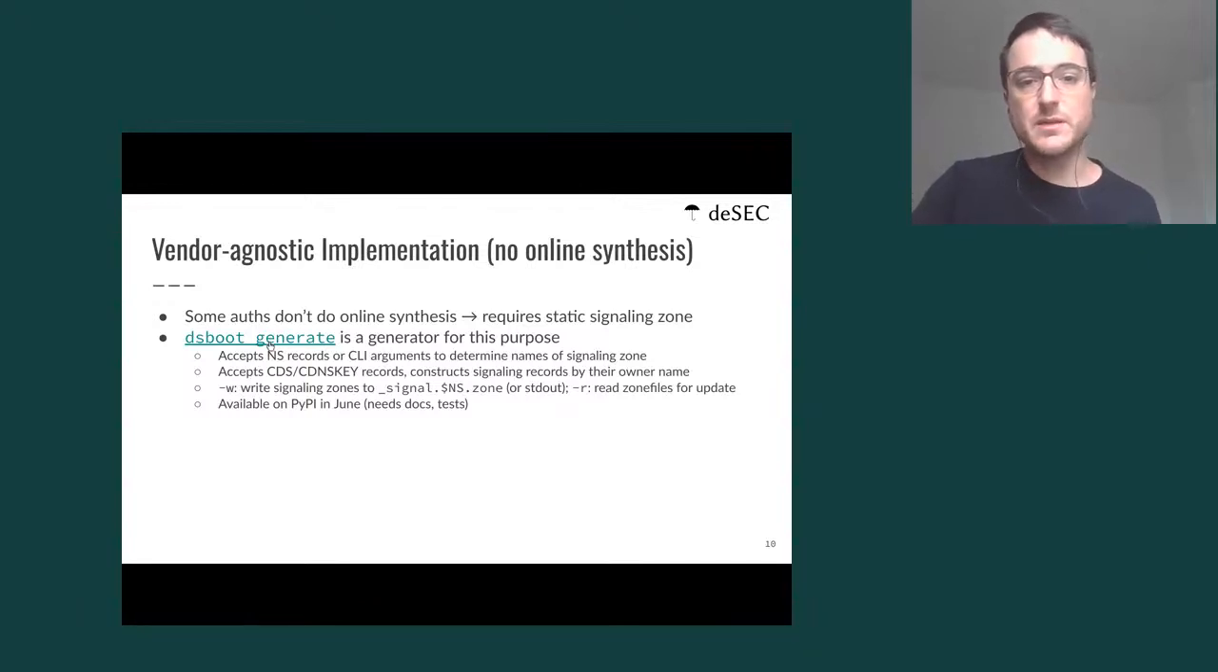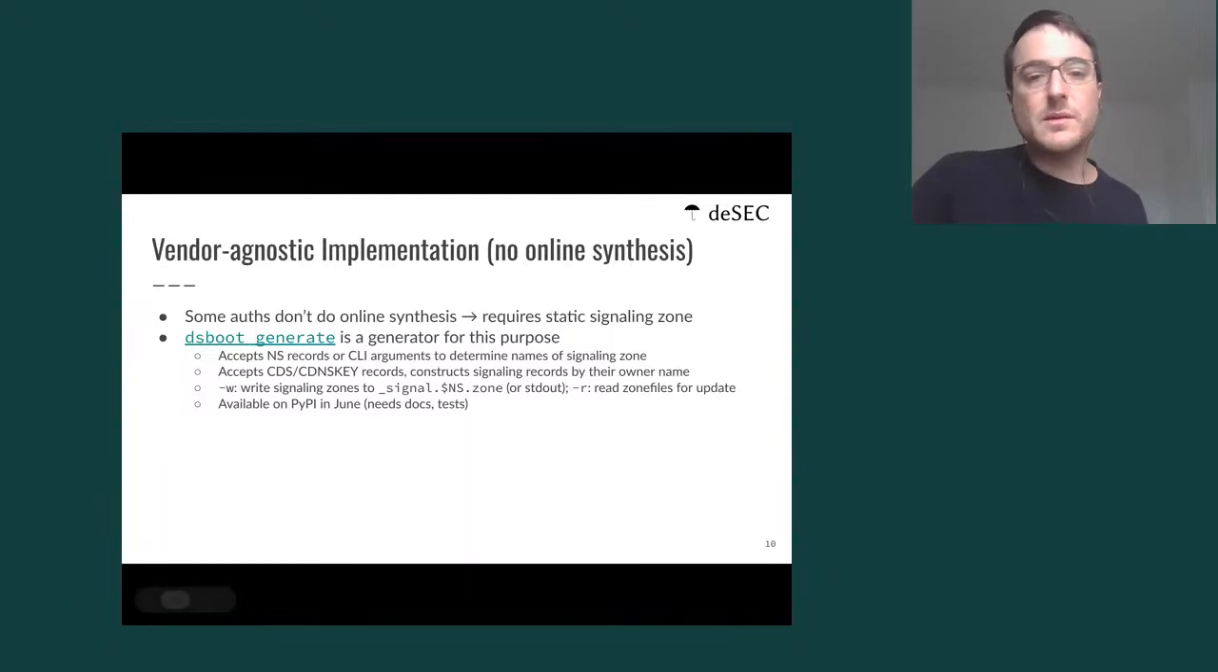It's on GitHub, and it'll be on PyPI, I think, later in June. It accepts on standard input NS records, with an owner name and with name server targets, and also CDS and CDNSKEY records. And from that, you can infer what the names would be of those signaling zones, _signal, and so on.